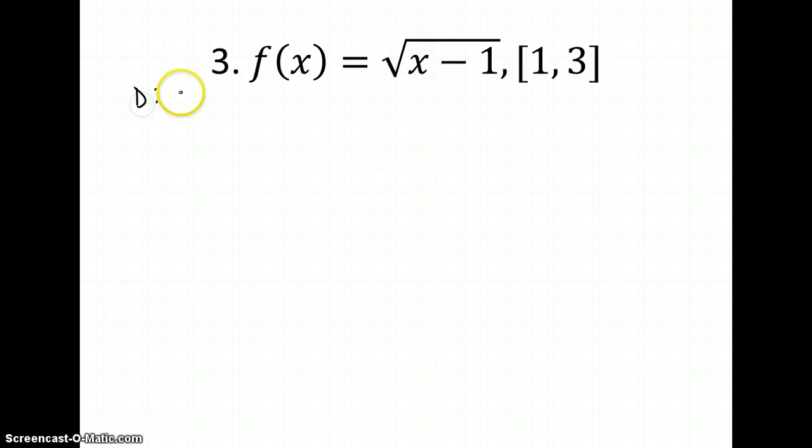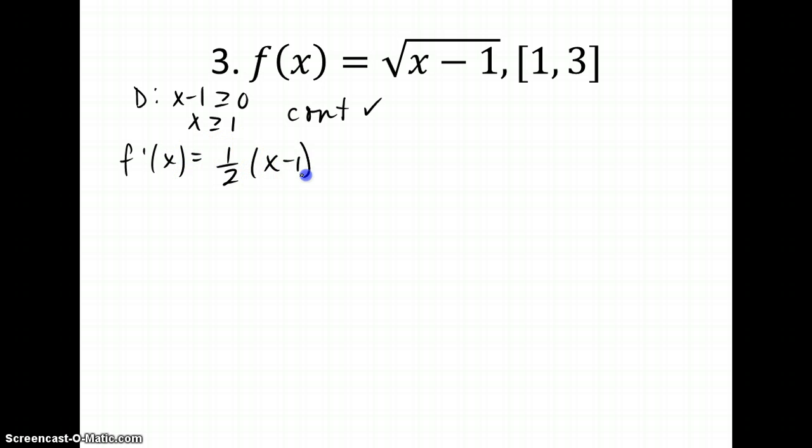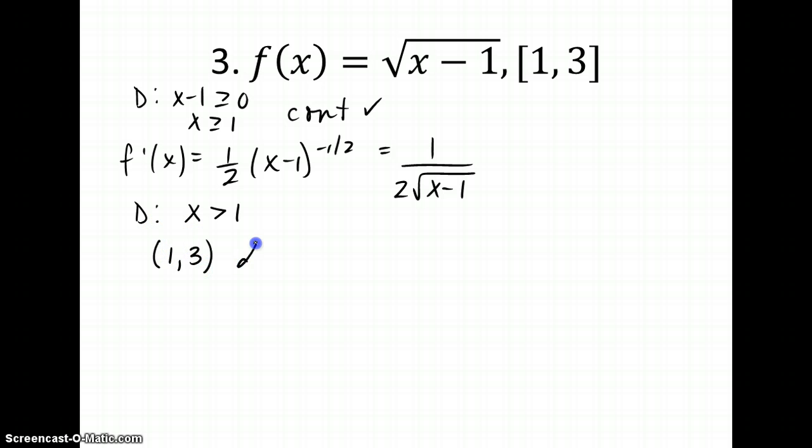Okay, domain of this function, x minus 1 has to be greater than or equal to 0. X has to be bigger than or equal to 1. So it is continuous on the closed interval. We would include the endpoint. When we find the derivative, 1/2 x minus 1 to the negative 1/2 power. What's the domain of this function? Now we need all values of x bigger than 1. And the differentiability is on the open interval from 1 to 3. So it is differentiable there. So we can proceed.